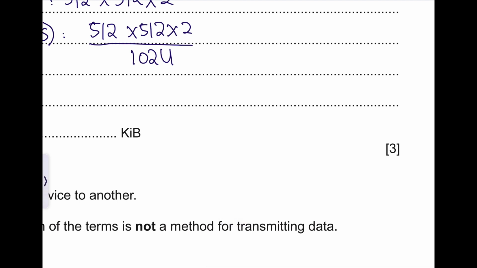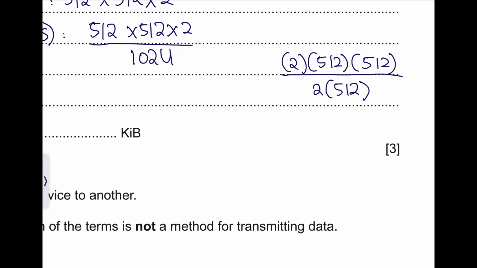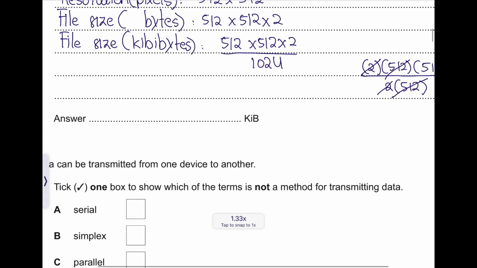Now, I would just write here. You don't need to show this; it's just understanding. I can write the first one, the numerator part, as 2 into 512 into 512. I haven't done anything, I just wrote it in brackets. And 1024 can be written as 2 times 512, because when you double 512, you get 1024. Right now, I can cancel out 2 and 2. I can cancel out 512 and 512, and I'll only be remaining with 512. So my answer is 512 kilobytes.